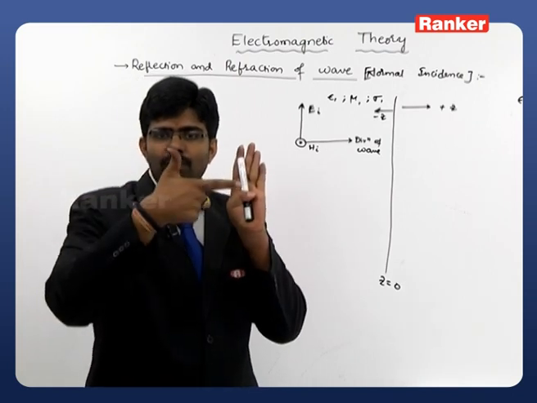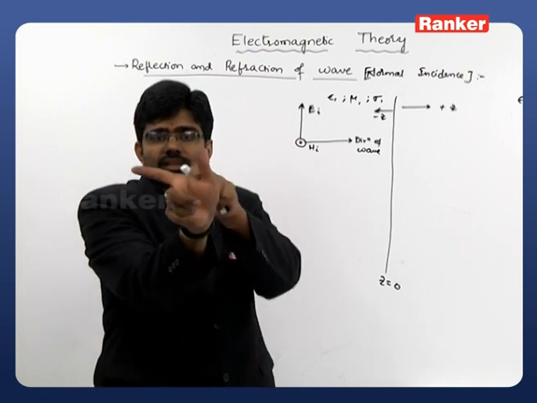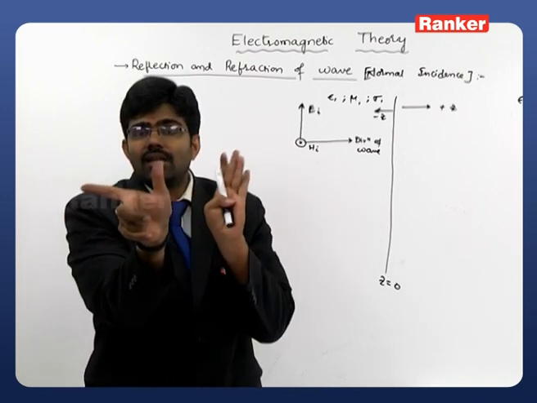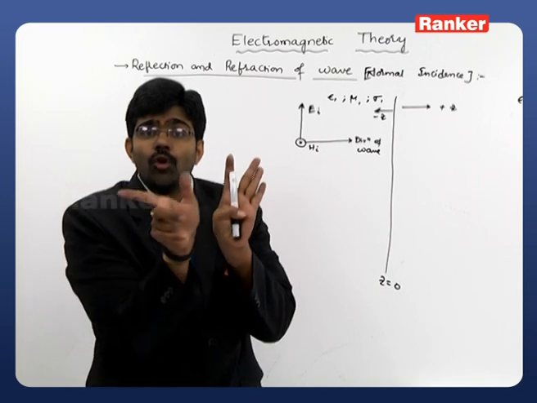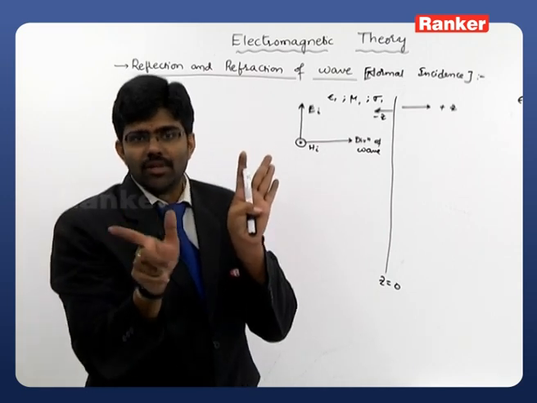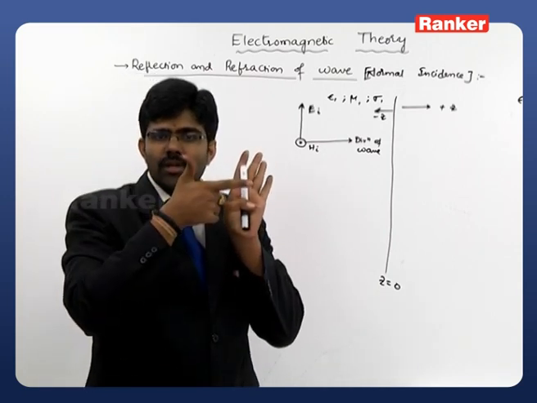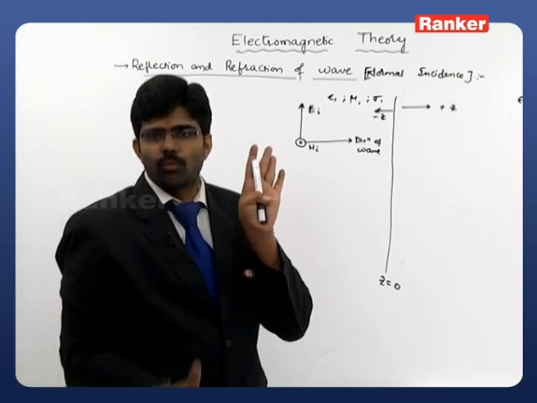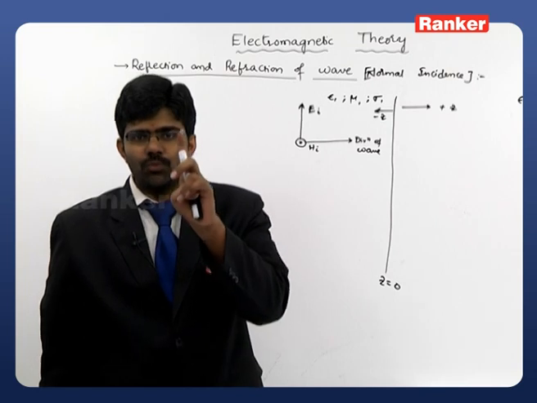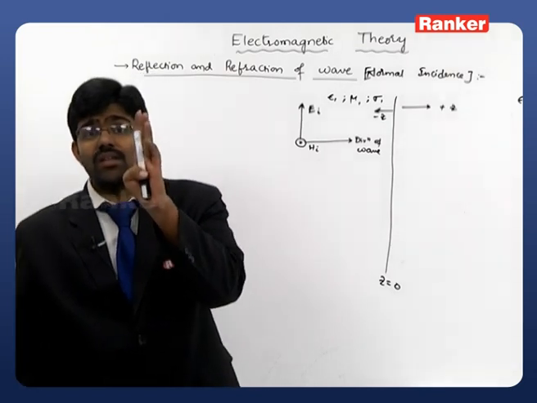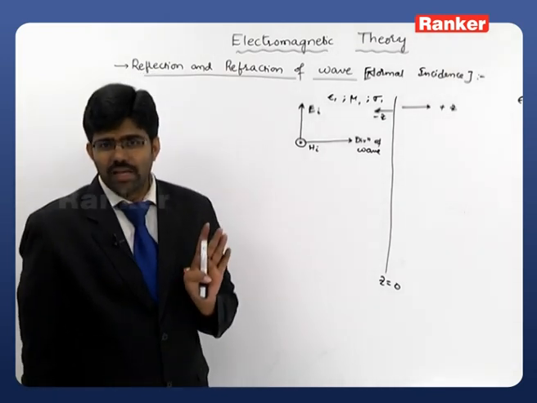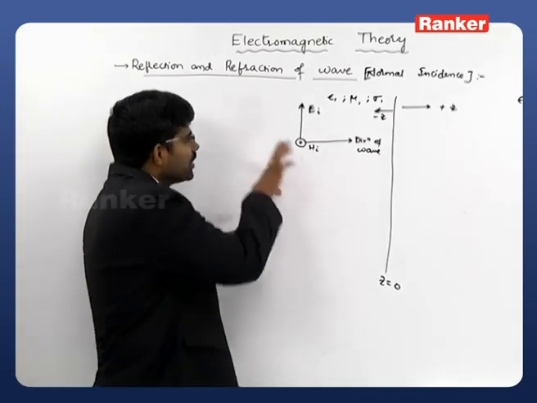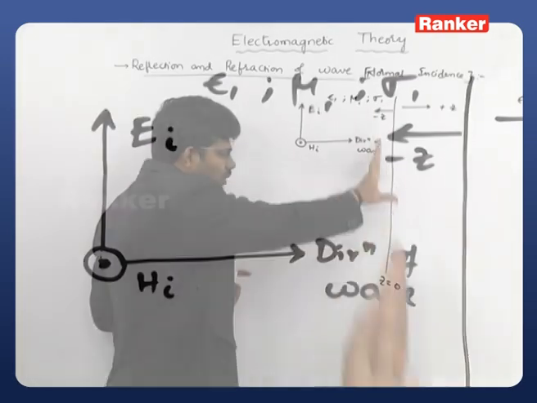Initially this is the direction of magnetic field, but after reflection the direction of magnetic field was altered and the direction of wave propagation also changed. Initially this is the direction of wave propagation, after reflection this is the direction of wave propagation, right. So this is the assumption you have to make, and this is the imagination we have to take, right. So clearly the wave is traveling like this up to the boundary.